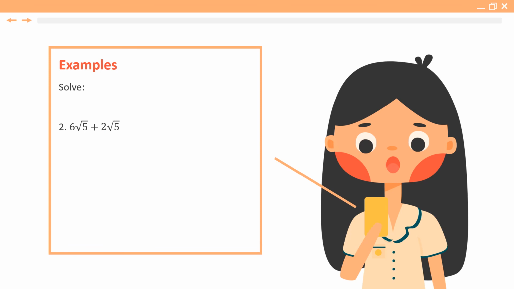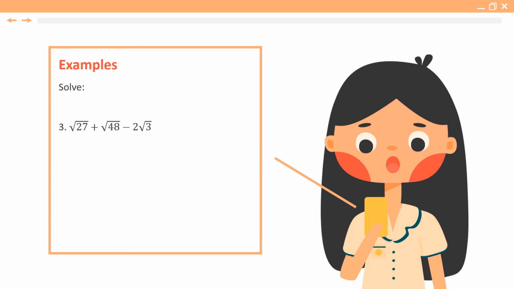Next one, we have 6 square root of 5 plus 2 square root of 5. So 6 plus 2 is 8, square root of 5. How about this one? We have square root of 27 plus square root of 48 minus 2 square root of 3.